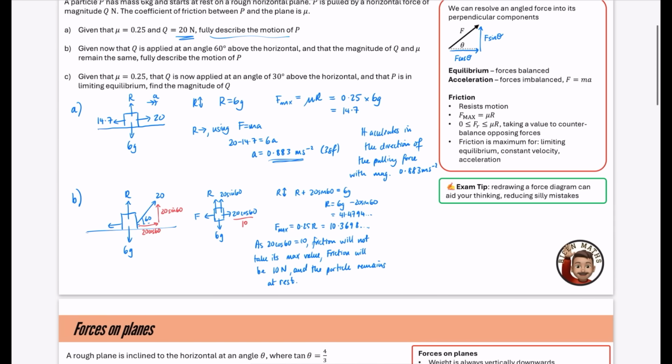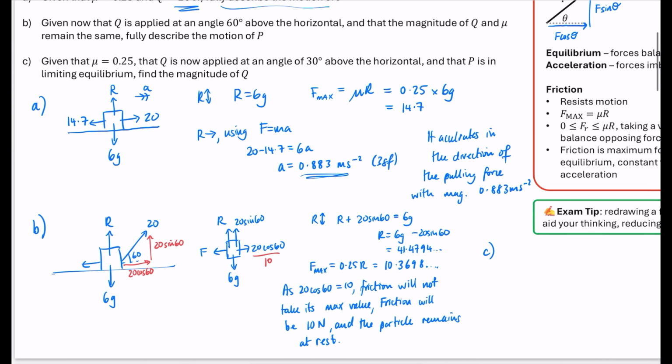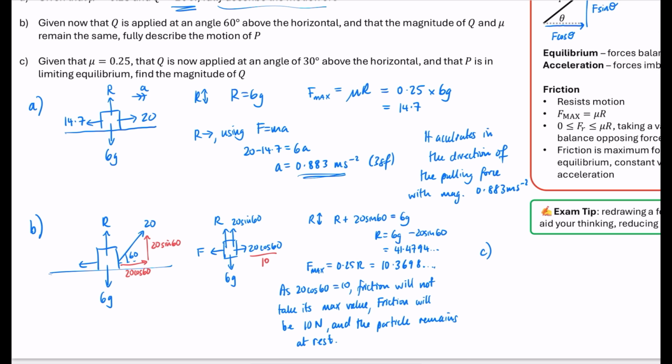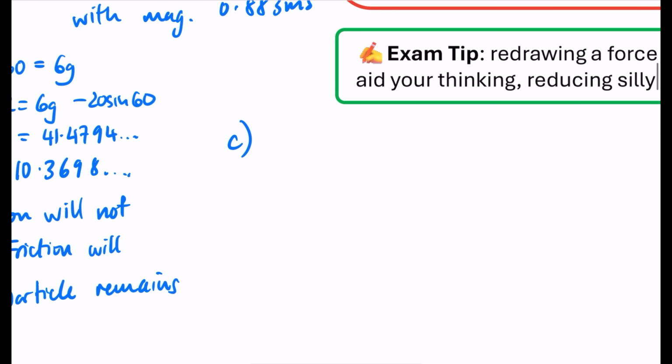Now I haven't really created much space for myself here. I wonder if I can squeeze it in this last part that we've got down here. I'll have to do a nice small diagram for this. Given that mu equals 0.25 and that Q is now applied at an angle of 30 degrees above the horizontal and that P is in limiting equilibrium, find the magnitude of Q. So the only difference now is that it's being applied at 30 degrees above the horizontal.